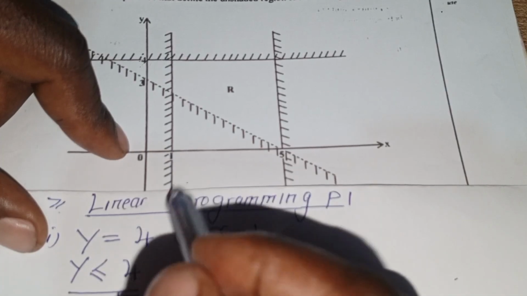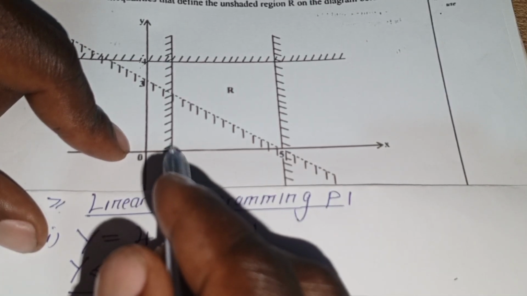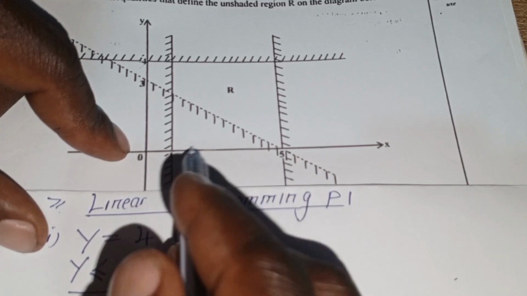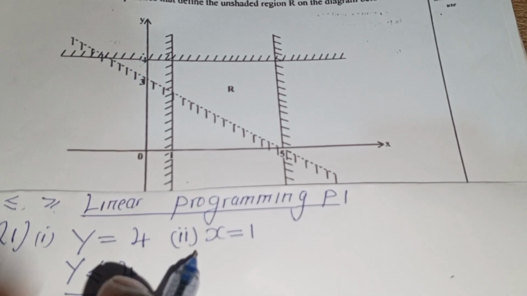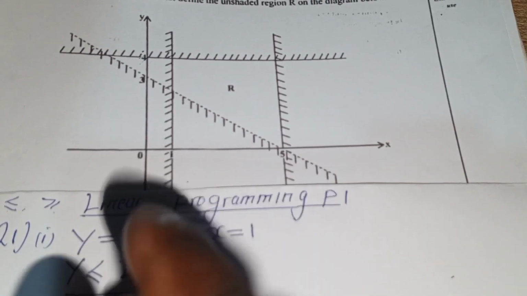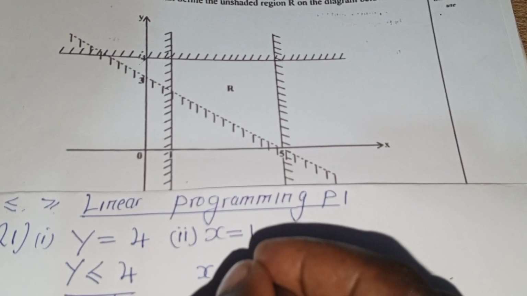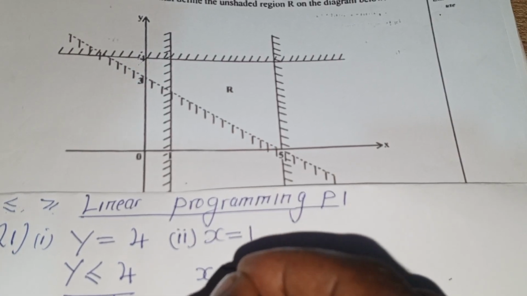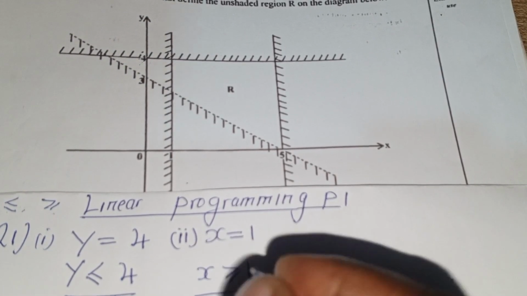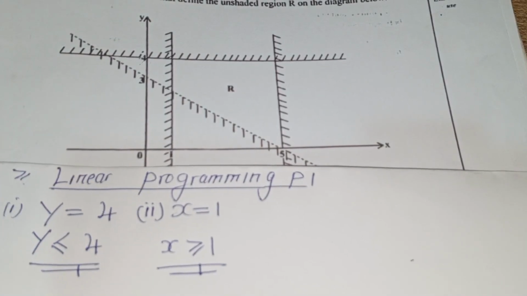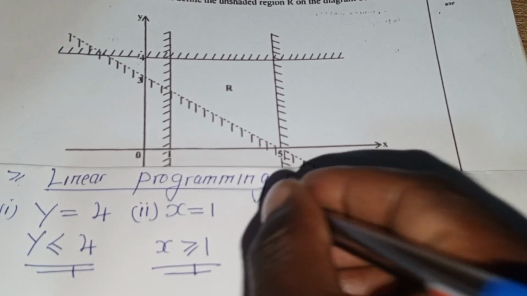And remember, we are writing inequalities that are defining the unshaded region. So we can tell that the unshaded region here is greater, because from here going this side, the numbers are increasing. That simply means that x is greater than or equal to 1. Like that. Then let's go to number 3, the inequality number 3.